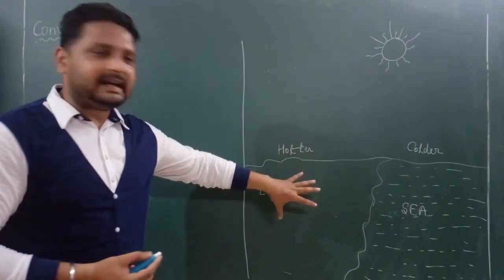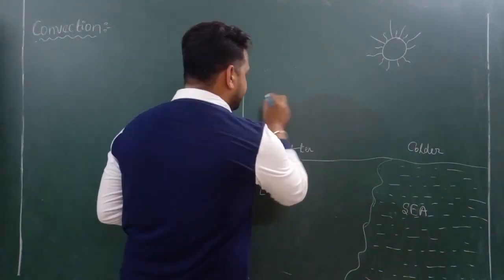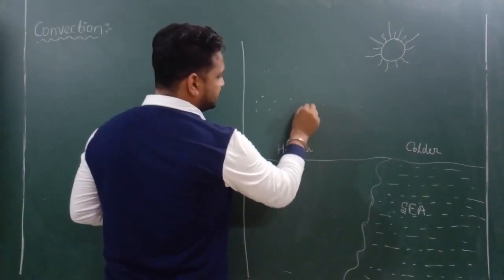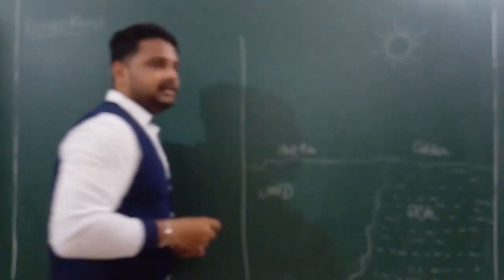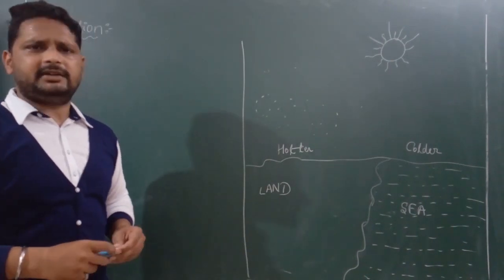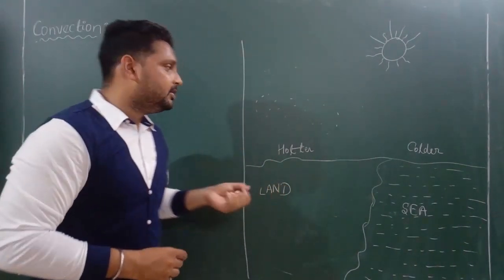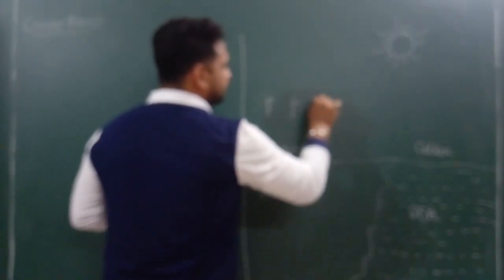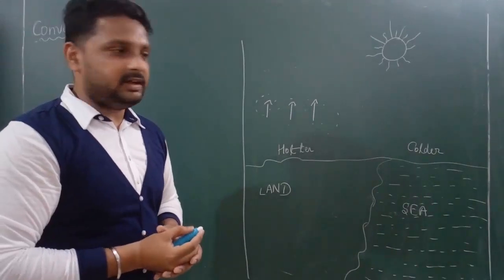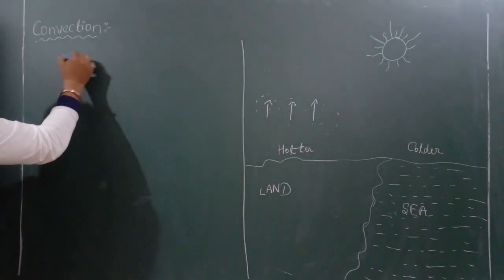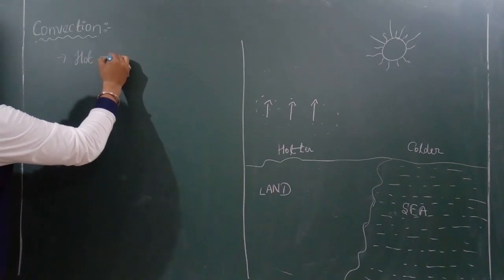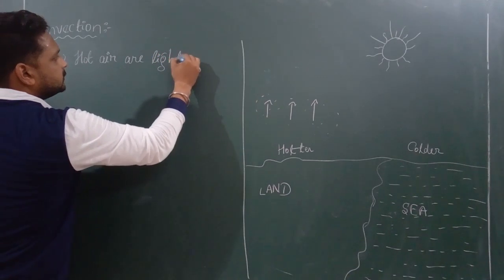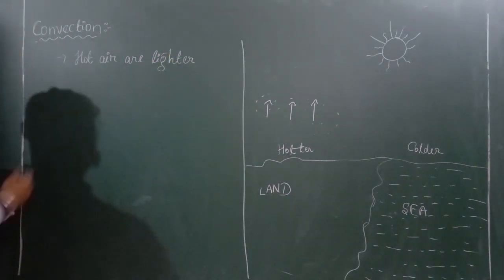Since the land is heated up so quickly, the air particles present above the land area also get heated up. They absorb the heat from the land. Since the air gets heated up, it becomes lighter. Hot air is generally lighter.